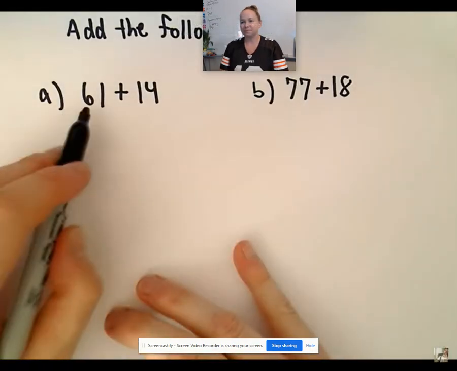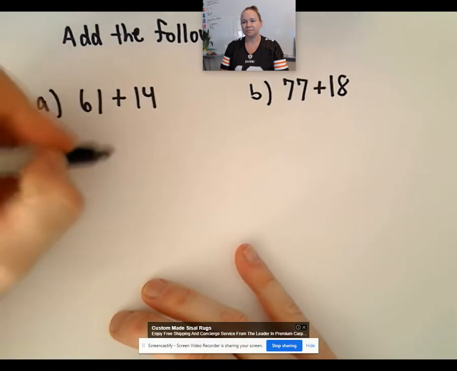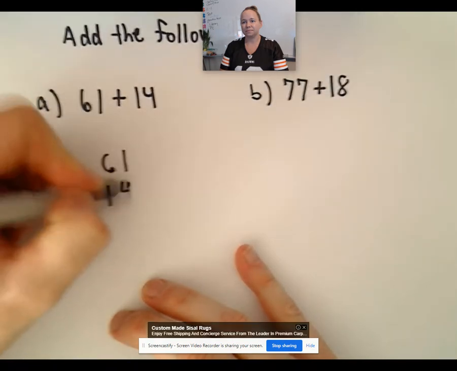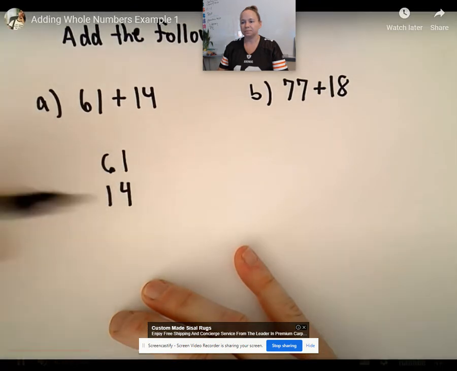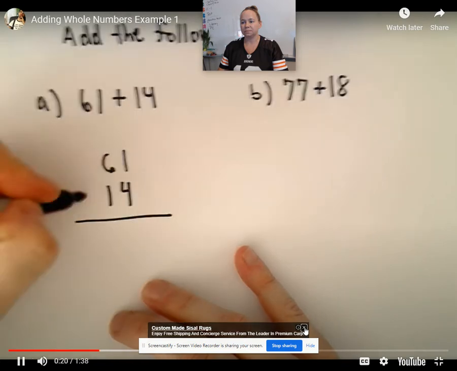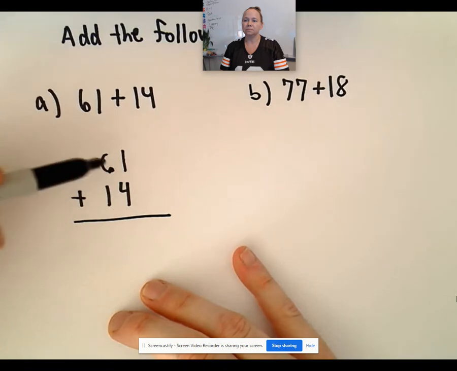So in part A here, we've got 61 plus 14. And what I like to do, when I add these, is I like to just write them vertically. And I've got everything lined up in the sense that I have all the ones in a column and all the tens in another column. And when we add these, if we have to carry a digit to the next column, we'll do so. But other than that, hopefully, relatively straightforward.